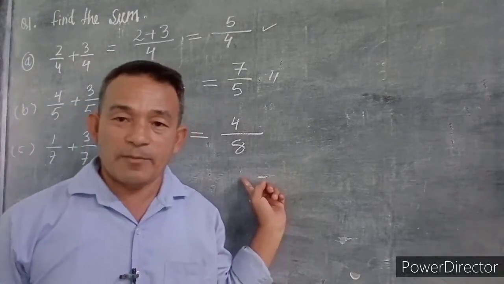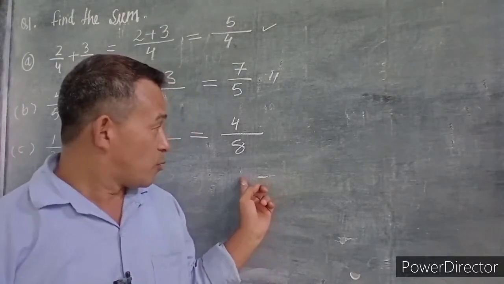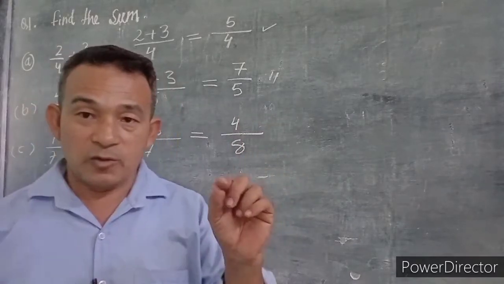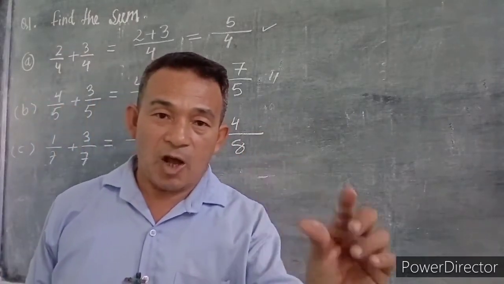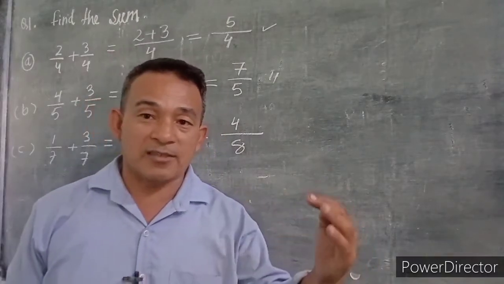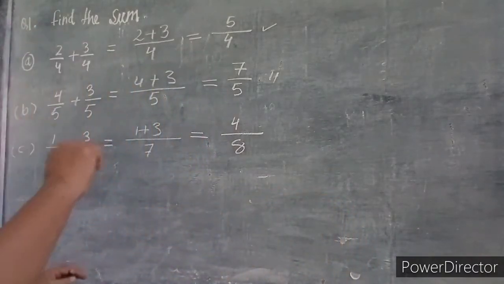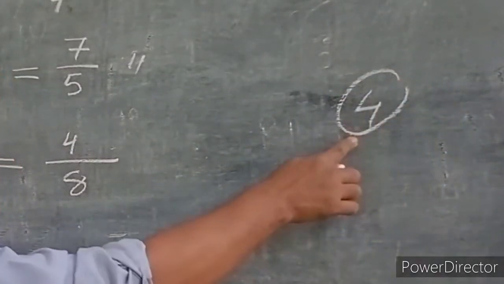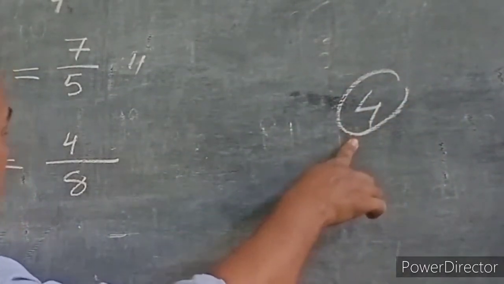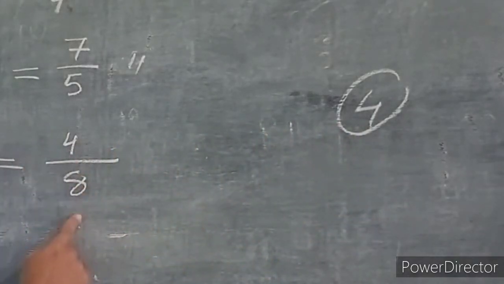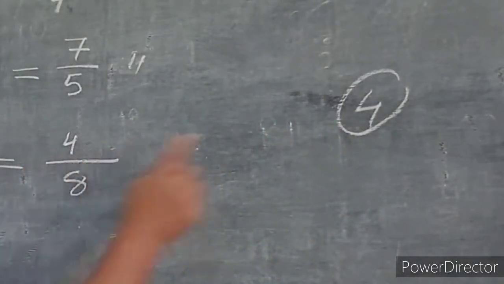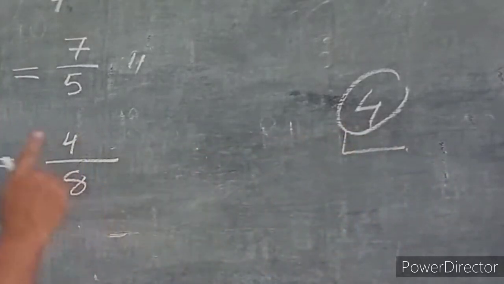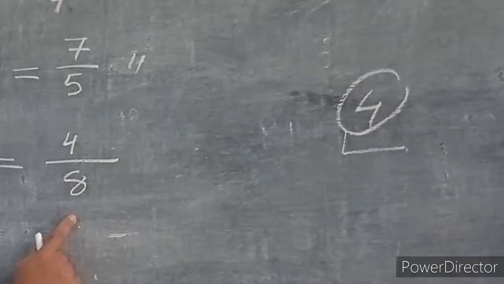So which is the common number which would divide 4 and 8? You should find the common number, and that should be the highest common number. And that is 4. 4 is the highest common factor of 4 and 8.